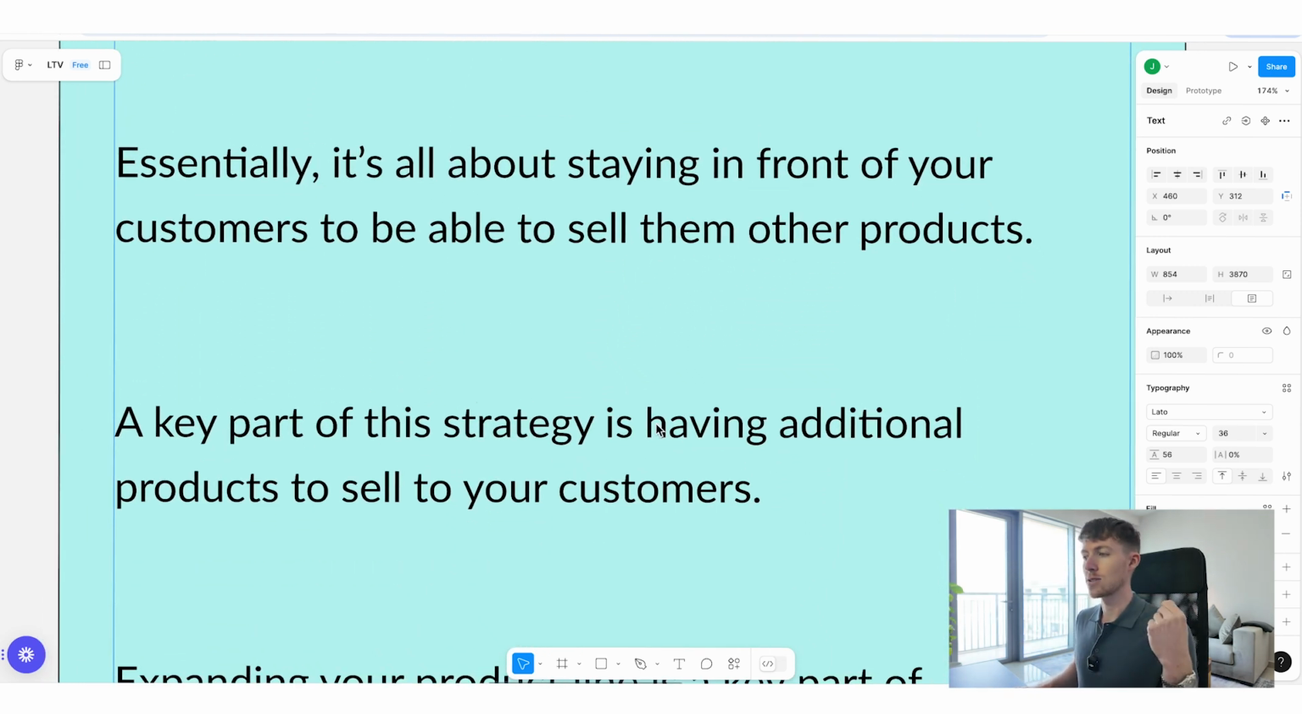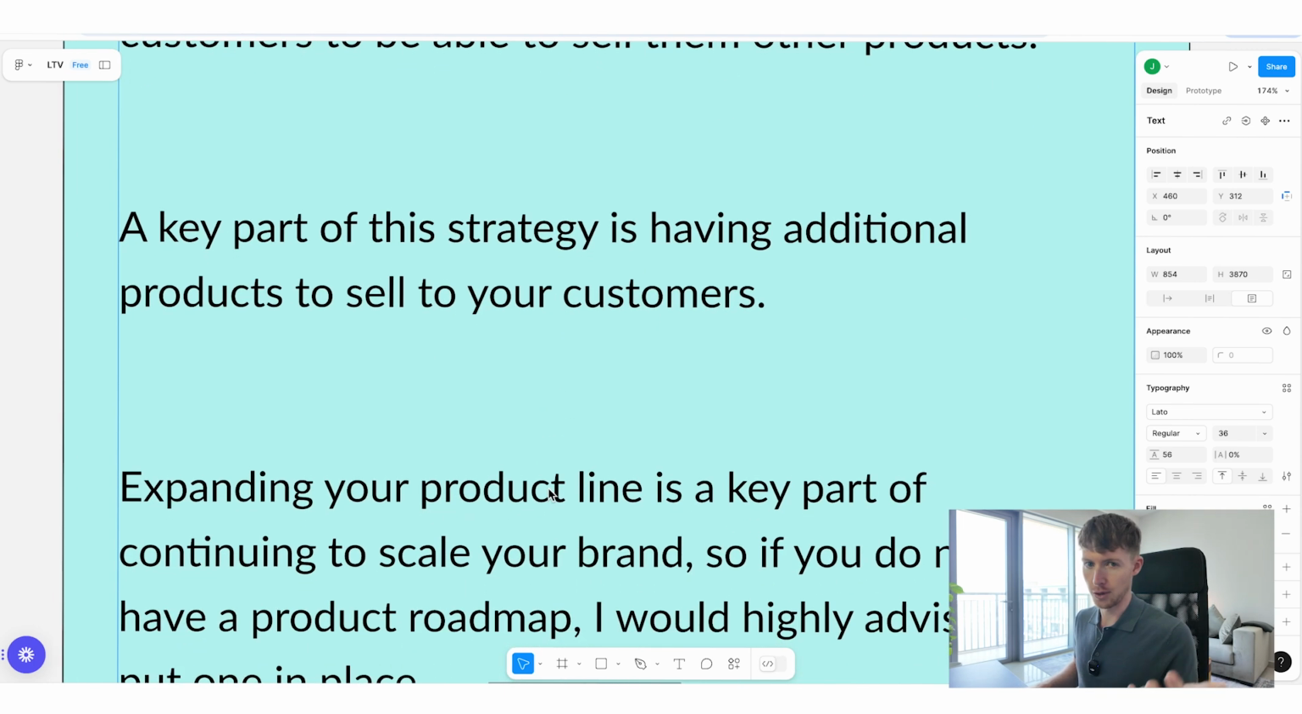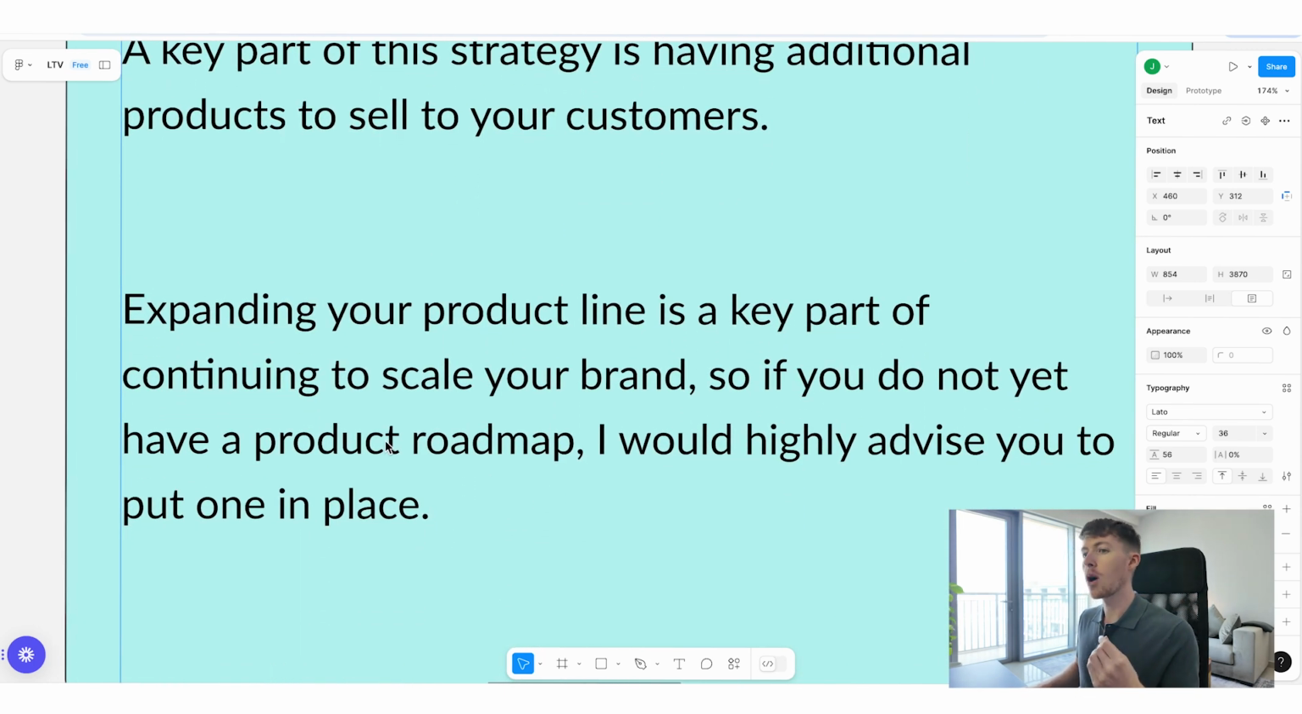A key part of this strategy is of course having additional products to sell to your customers in the first place. And expanding your product line is a key part of continuing to scale your brand. So if you do not yet have a product roadmap, I would highly advise you to put one in place. Because if you don't have other products that you can introduce, then it's going to be very, very difficult to continue scaling, even when it comes to acquisition, because you might need to introduce new products to reach newer segments of the market to acquire new customers, right? Not just in terms of LTV that we're talking about here. So there are multiple ways that expanding your product line is going to help you.